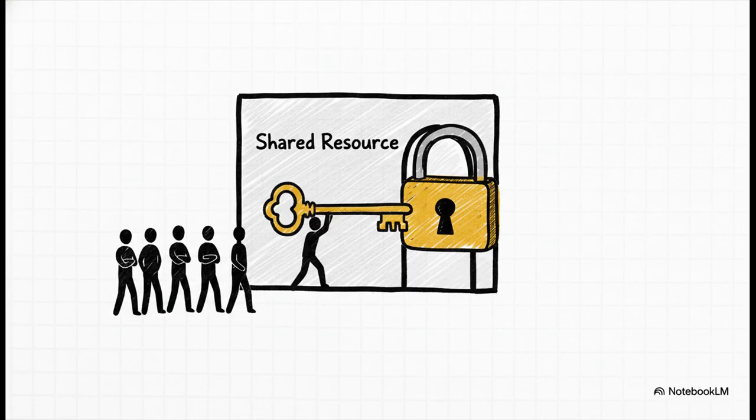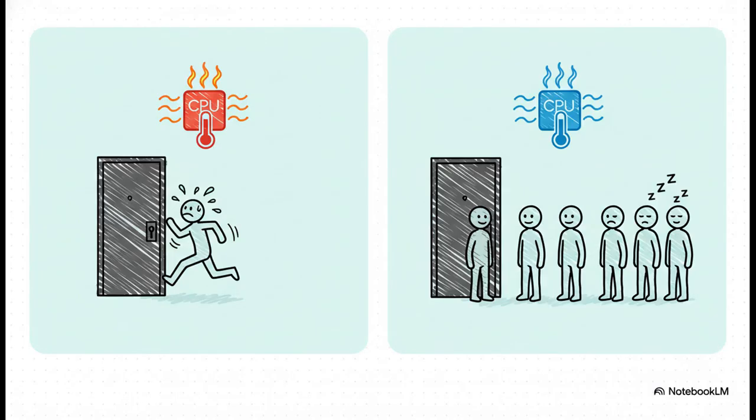They have to wait outside. This principle is called mutual exclusion. It guarantees access is exclusive. One at a time, no exceptions. The real question is, what's the best way to wait your turn? You've basically got two choices.